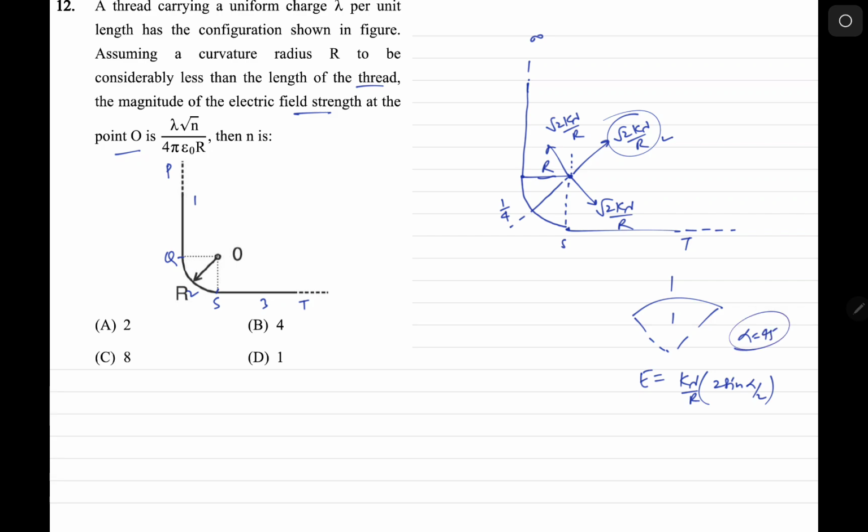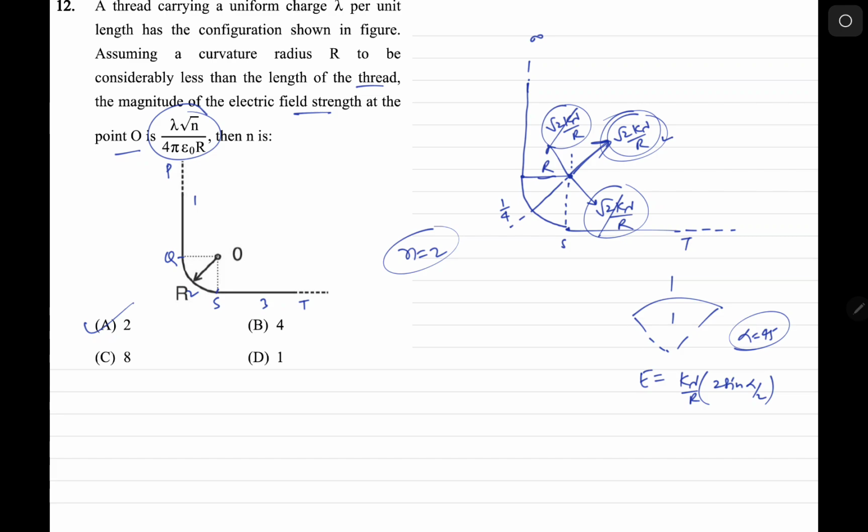Now you can see here there are 3 electric fields. These two are opposite to each other and equal, so they will be cancelled. Only we have this root 2 K lambda by R, which is in this direction. So that means this is the resulting electric field at O. Now if you see the question, the lambda root over n by, so n value is 2. So option A is correct. I hope you cleared.